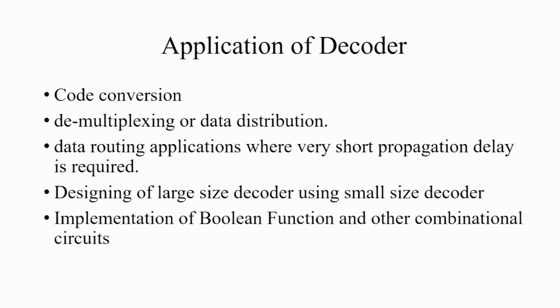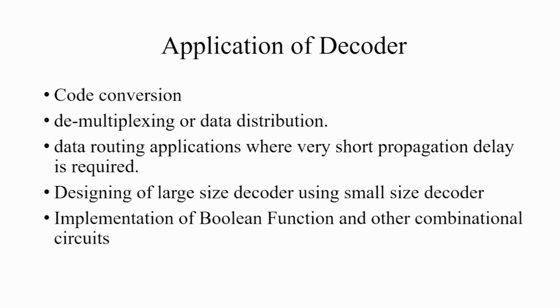Decoder is also used as a demultiplexer, and a demultiplexer is a device used to distribute data from a single line to multiple lines. Data routing is another application of a decoder, where very short propagation delay is required during routing. Designing a large size decoder using a small size decoder, like implementing a 3 to 8 decoder by using a 2 to 4 decoder.